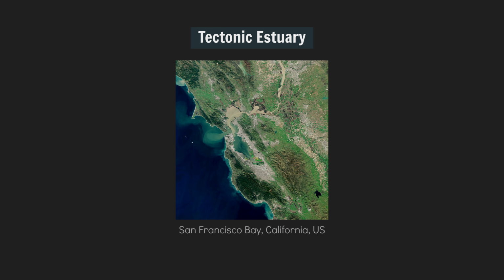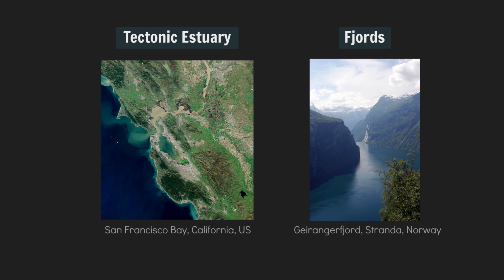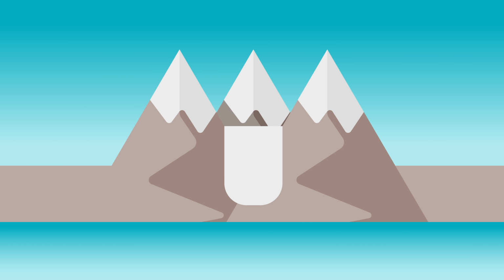Tectonic estuaries form when tectonic activity causes a large hunk of coastal land to sink, which is then flooded by seawater. And finally, everyone's favourite, fjords. Fjords are long, narrow, steep-sided, flooded glacial valleys. They form in mid to high latitude regions that were once subject to Ice Age glaciation.